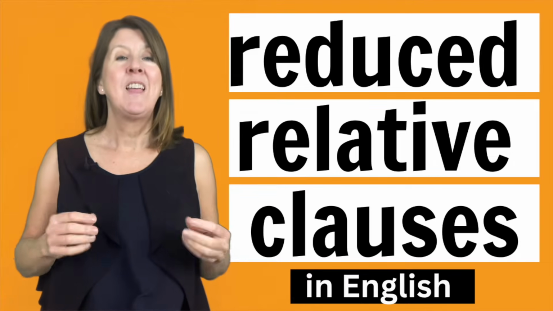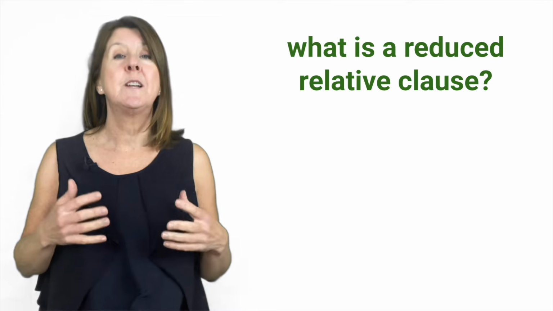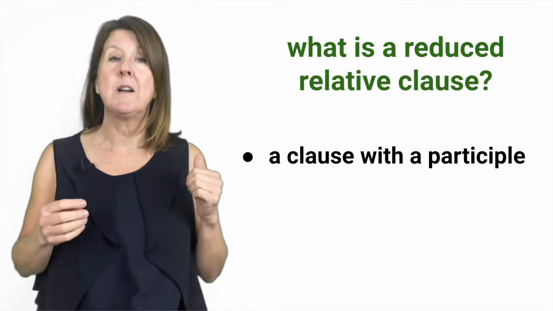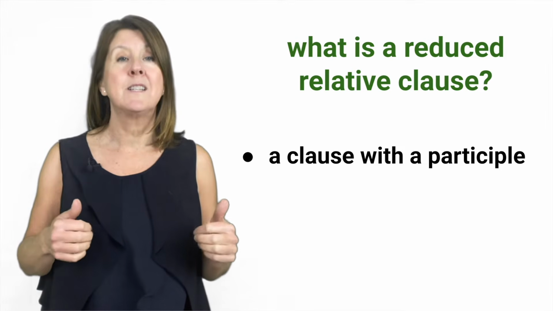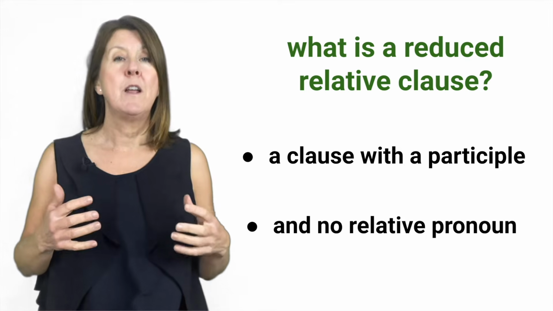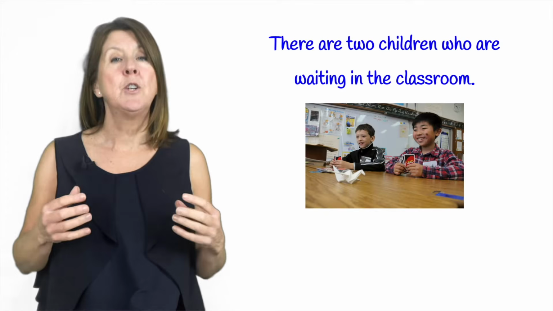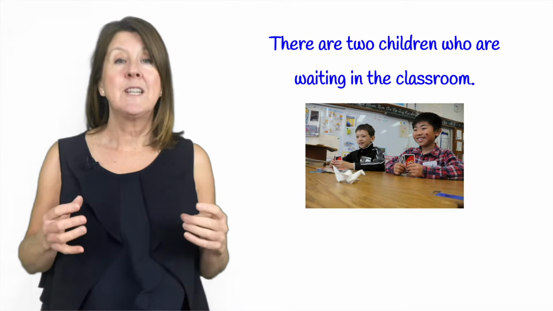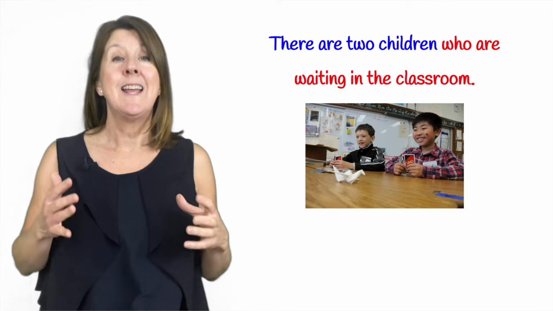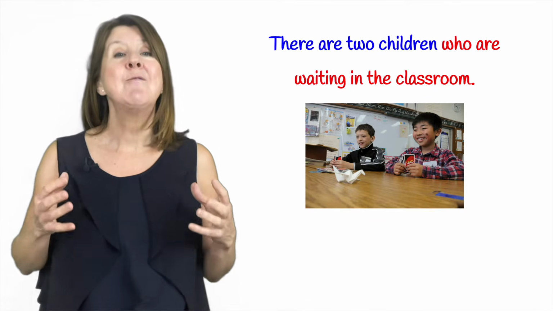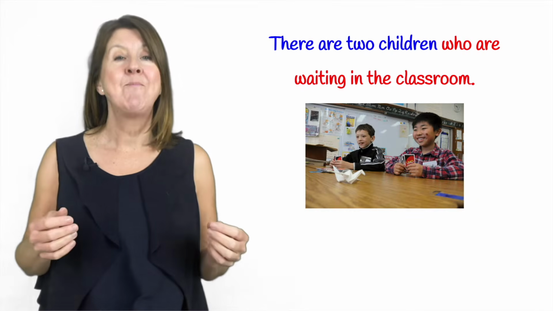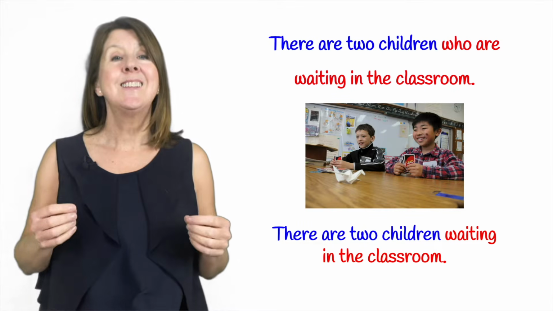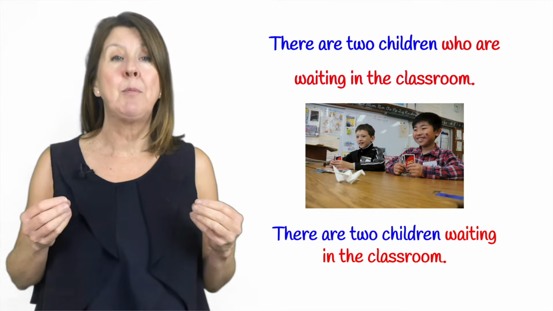Thank you so much. So, what is a reduced relative clause? A reduced relative clause is a clause with a participle, either a present or past, and no relative pronoun. For example, there are two children who are waiting in the classroom. The relative clause is who are waiting in the classroom. We can reduce this relative clause and say there are two children waiting in the classroom. This is an example with a present participle.